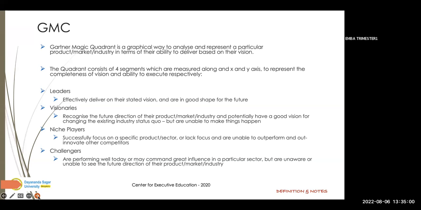Challengers are those who have everything in them to fight the battle, but they are either a little lazy or they're really not making up their mind to fight it. So you'll understand what they mean in the next slide. So we have leaders, visionaries, niche players, and challengers. Have a look at this particular slide.